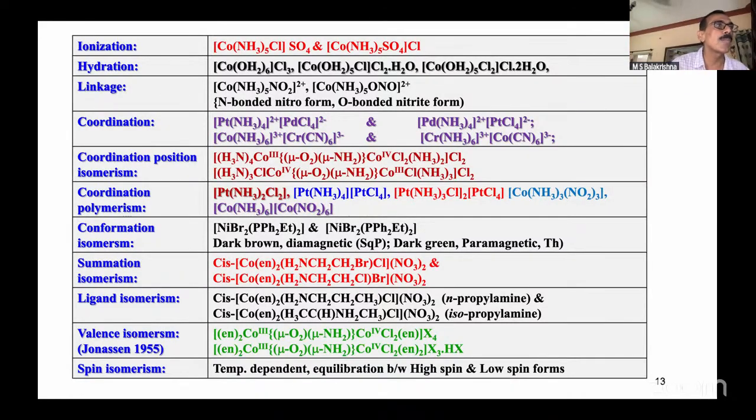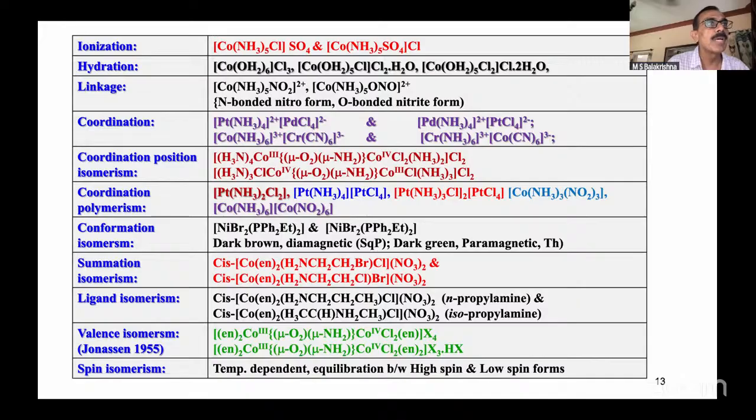And another one is summation isomerism. You can see here summation isomerism. You have bromo, ethylenediamine. So in that case, one has bromo, one has chloro, whereas another has chloro and bromo, they are switching their positions. This is called summation isomerism. At the end, composition remains the same.